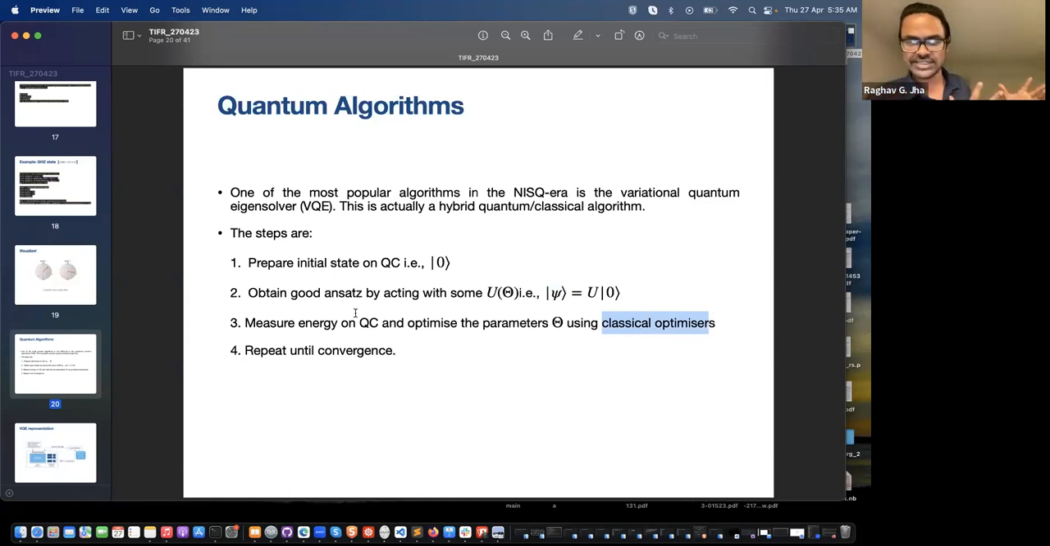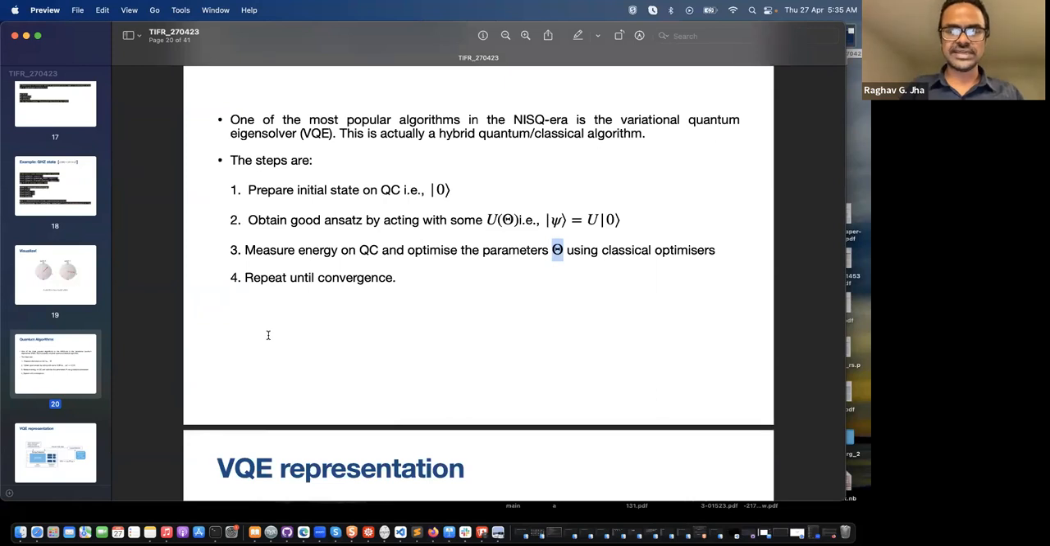So we have to use a classical backend, the classical optimizer, to tune these parameters theta, and we repeat this process until convergence, until sufficient accuracy has been obtained. Then we declare that, okay, fine, we now know the ground state wave function and the energy. And this is the basic idea of VQE.